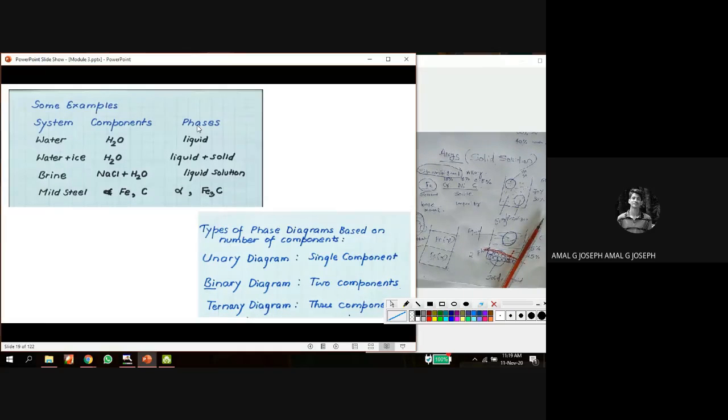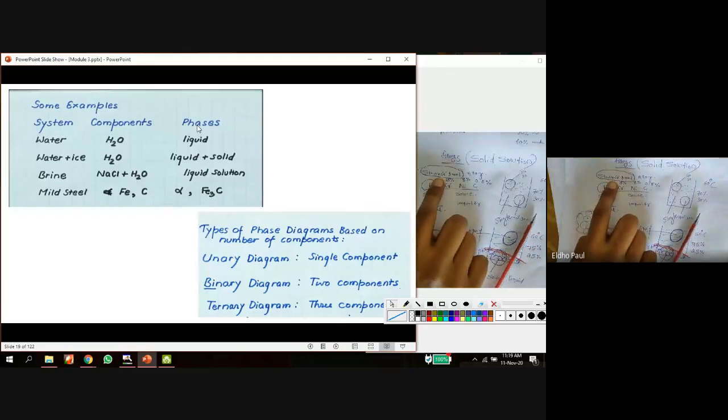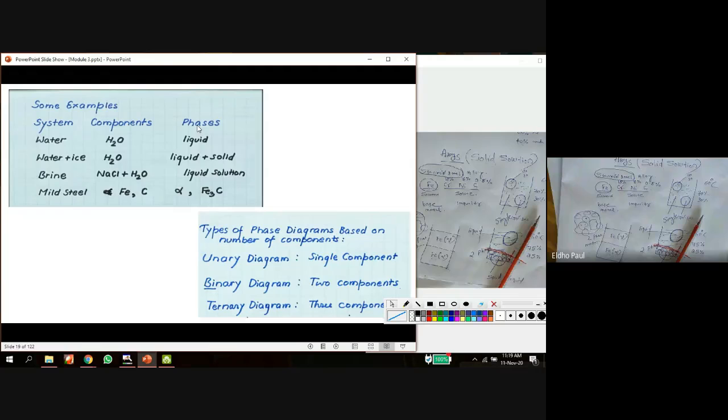Sir, in mild steel there are 4 components, right? The mild steel, this is stainless steel. This is stainless steel. Okay. This is mild steel.